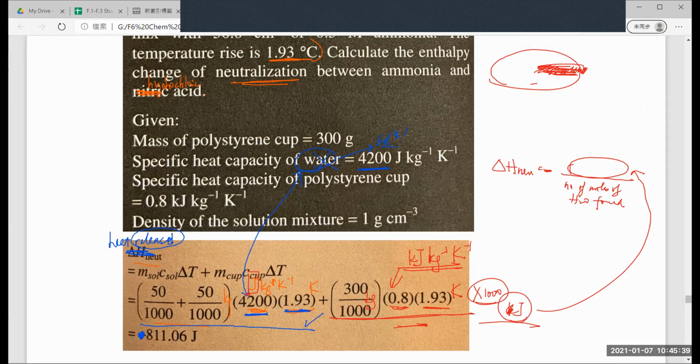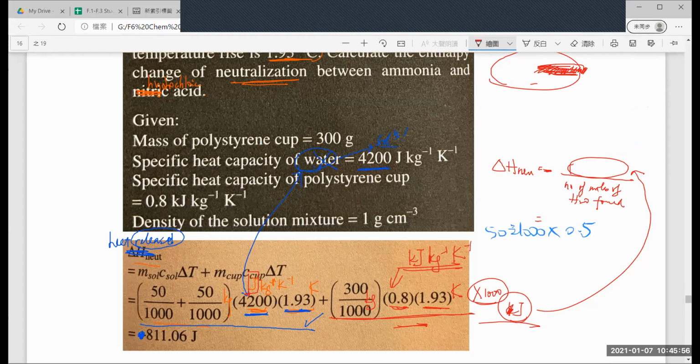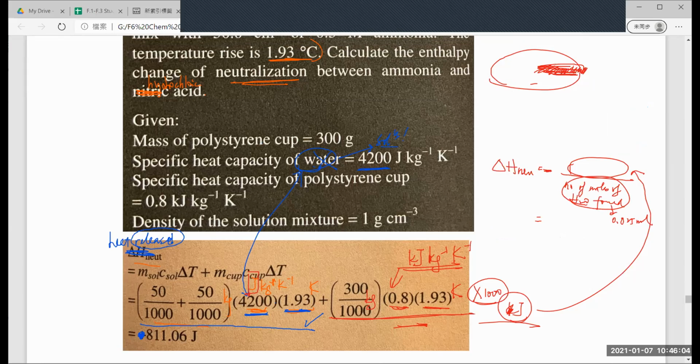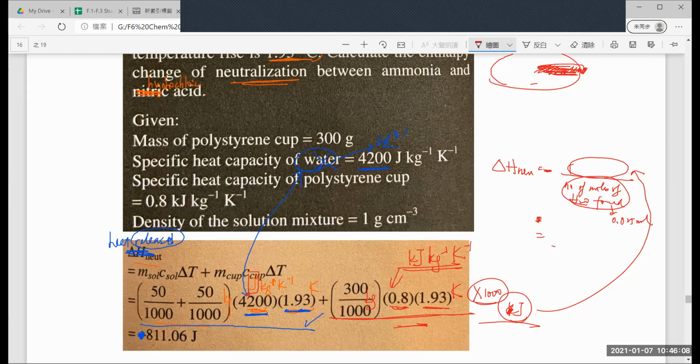But what is the number of moles of water formed? 0.025, right? Is this 0.025? So what will be the final answer?